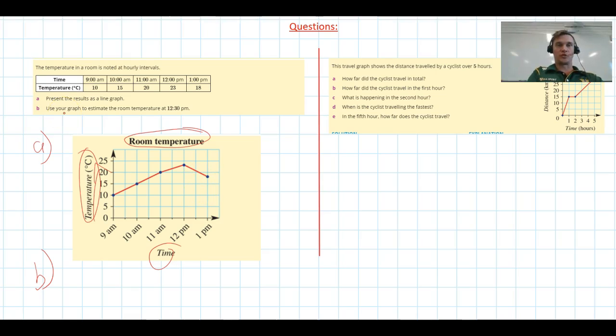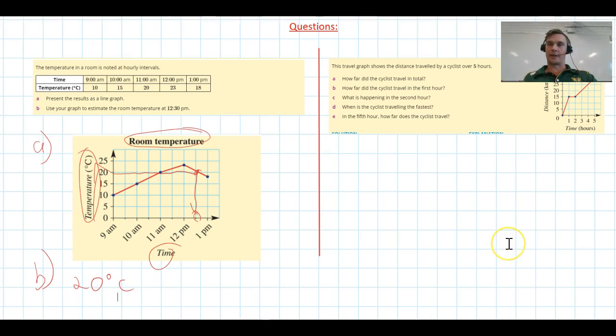B says: use your graph to estimate the room temperature at 12:30 p.m. So I can go across here. 12:30 is in between 12 and 1, so it's this point here. Just follow up that line, and I know that my intersection will be around here, which is about 20 degrees Celsius. That gives you a good example of how you can use a line graph to estimate unknown values.